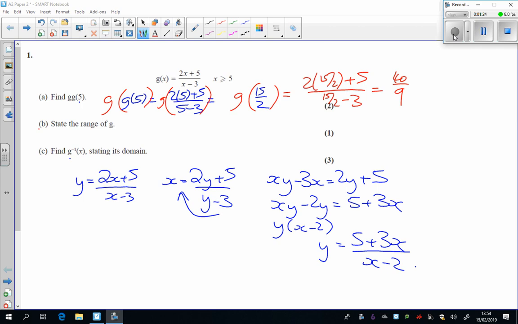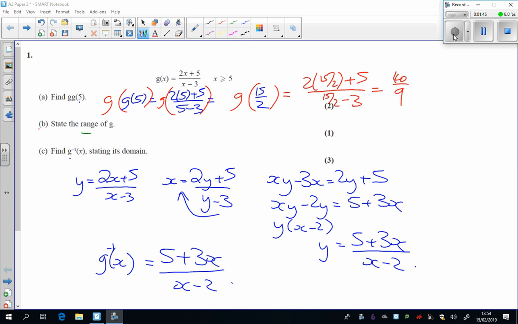Now, the issue at the end there, we've not actually presented it how we should. We need to say that the inverse function, so the inverse, g inverse of x, is equal to 3x plus 5 over x minus 2. Right, so there we've got 4 of the 6 marks. How are we going to get the other ones?